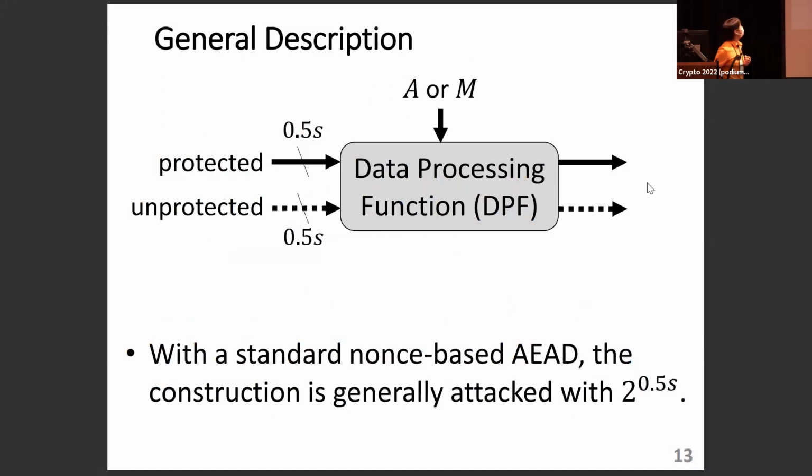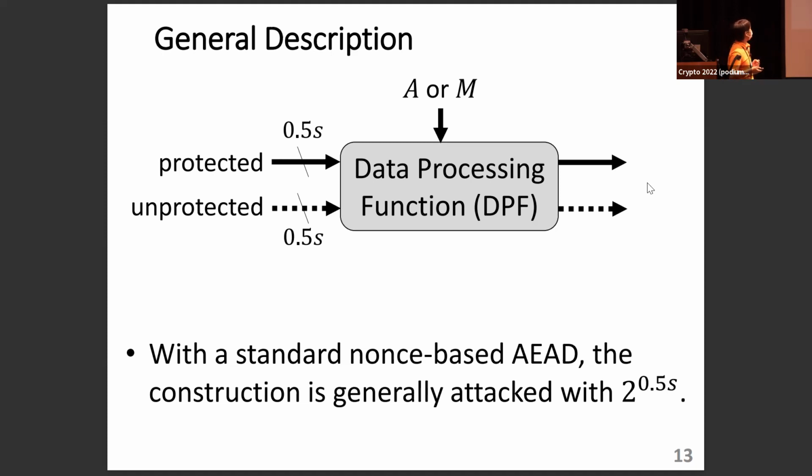So I first give you a general description of the computation with protected and unprotected states. Now the size of the protected state is 0.5S bits, and the unprotected state is 0.5S bits. Those are processed by some function, which we call the data processing function. And this function also takes an associated data block or message block as input.